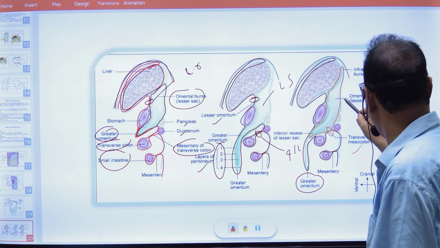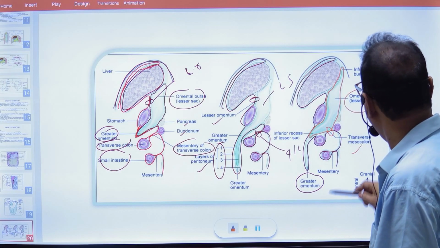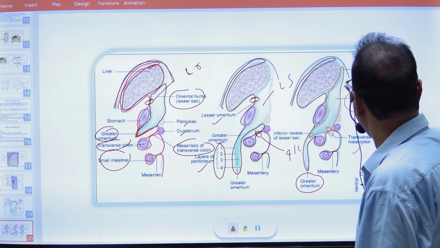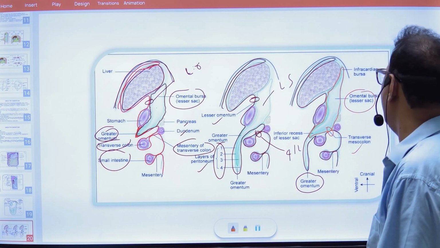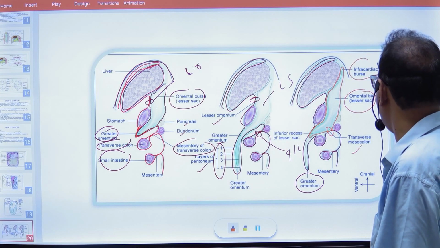And we have the omental bursa or the lesser sac over here. The portion of the lesser sac behind the liver forms the intracardiac bursa.